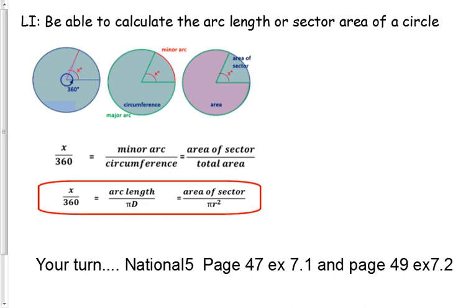Okay, so now that I've done one example of each, it's your turn. Can you get your textbooks open, please, page 47, and start on the questions on exercise 7.1, and then move on to the questions on exercise 7.2. So exercise 7.1 is looking at arc length, exercise 7.2 is looking at sector area.